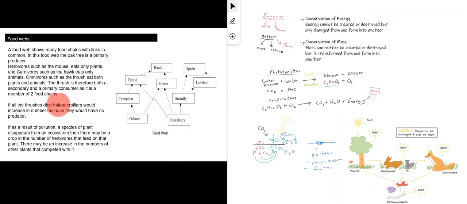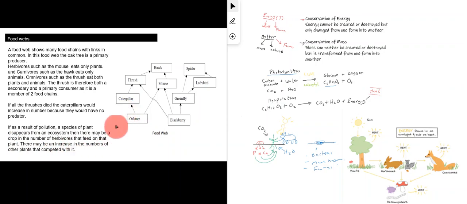So the thrush is both. If all the thrushes died, the caterpillars would increase in number because they would have no predator. Why would it increase? Because there's no predator keeping it in check. And what would probably happen then is that the hawk population would reduce because it wouldn't have its primary food source. If as a result of pollution a species of plant disappeared from an ecosystem, there may be a drop in the number of herbivores that feed on that plant.